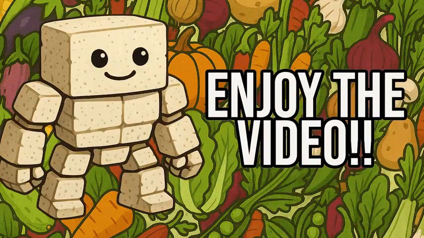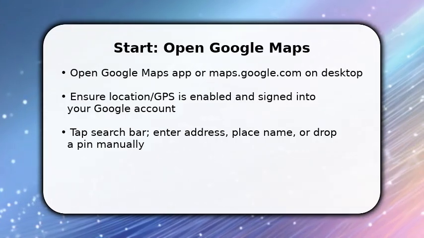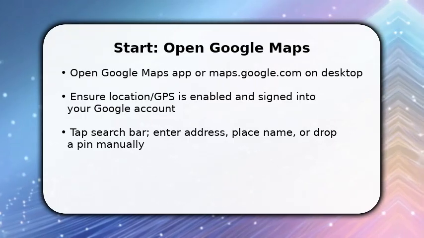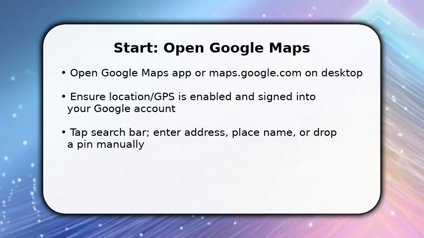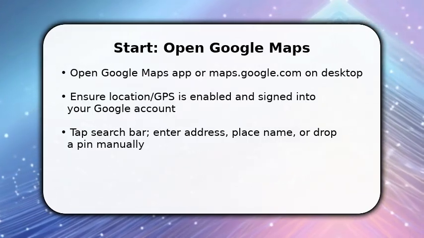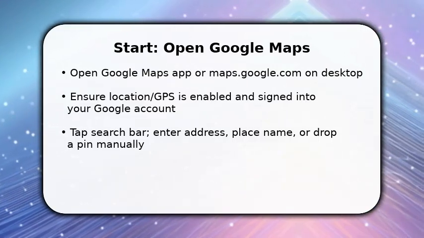Please enjoy the video. You begin by opening Google Maps and confirming location services are on so results match your position. Next, sign in if you want saved places. Type the address or place into the search bar, or press and hold the map to drop a pin when the address is unknown. Doing this lets maps generate precise coordinates and options.